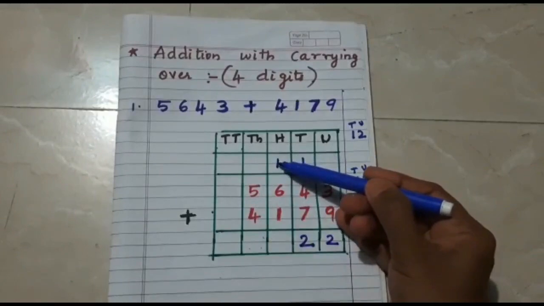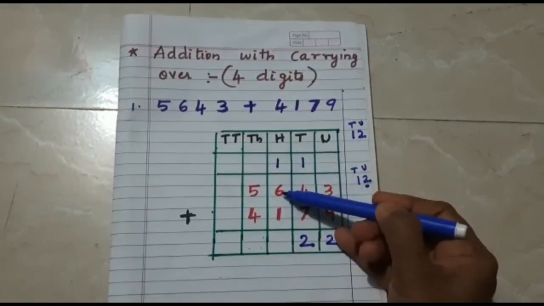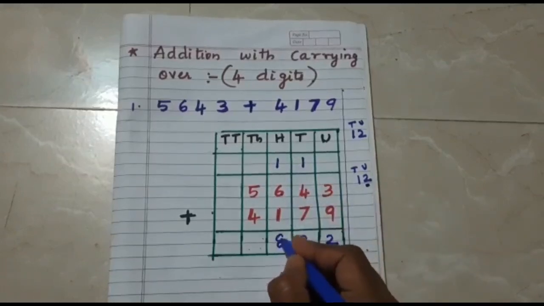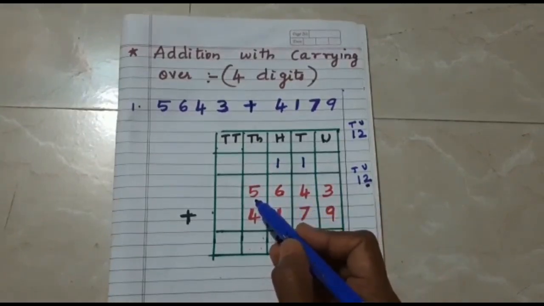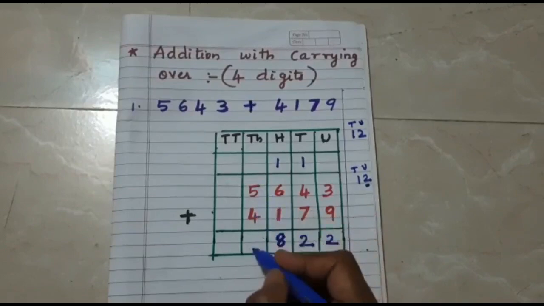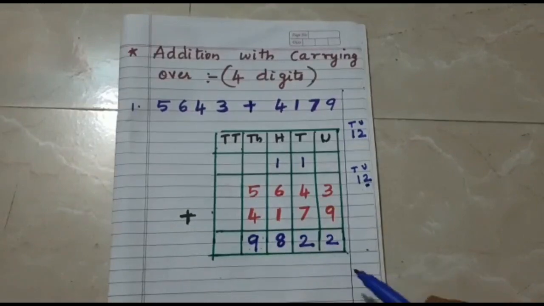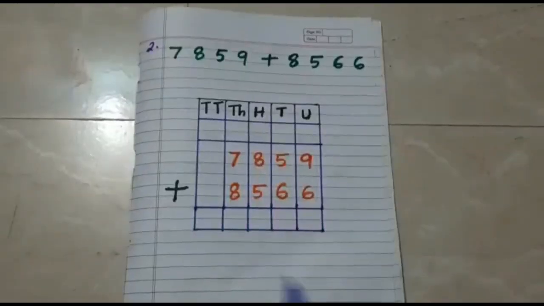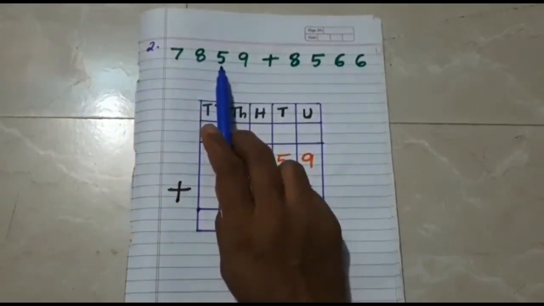Then this one we are going to add up with the digits which are in the hundreds place. 1 plus 6 is 7. 7 plus 1 is 8. Okay. Then after this we move on to thousands place. 5 plus 4 is 9. So what we get the sum as 9822.